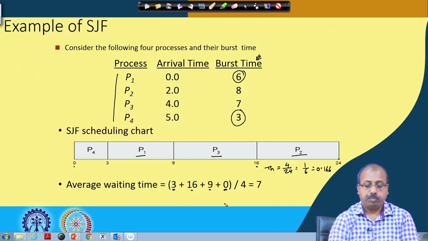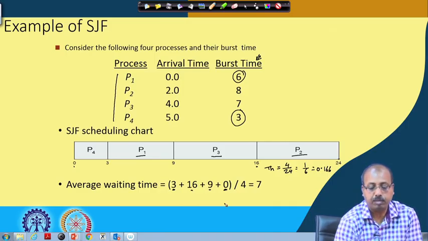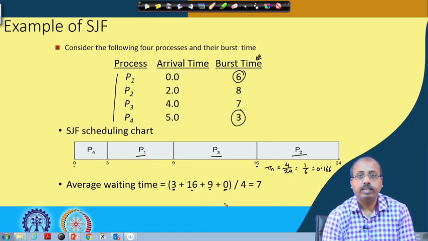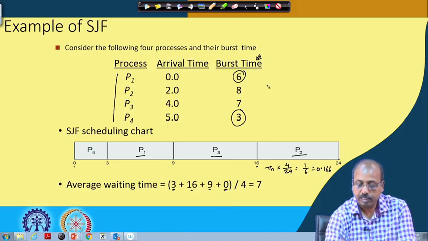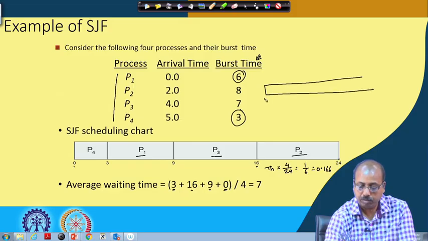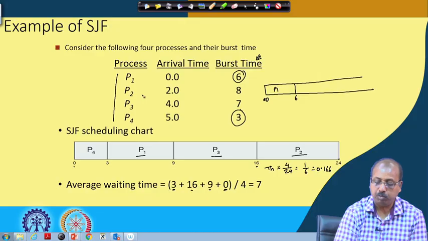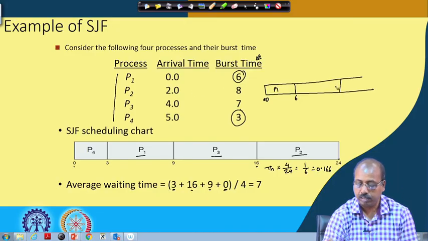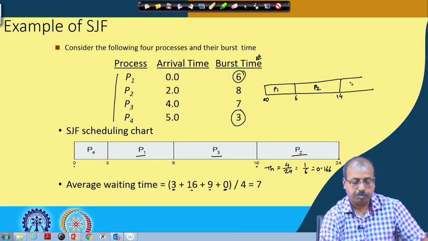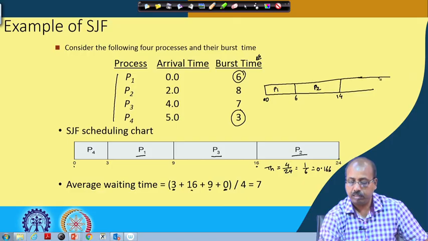Now, if we try to see the effect when this set of jobs is scheduled on a FCFS, first come first serve basis, then P1 will be scheduled at the beginning. P1 came first. So, P1 gets scheduled from time 0 to time 6. So, here I have got P1, then from 6 came P2, and that requires 8 time units. So, this is our P2. So, 6 plus 8, that is 14. Then comes P3 for 7.